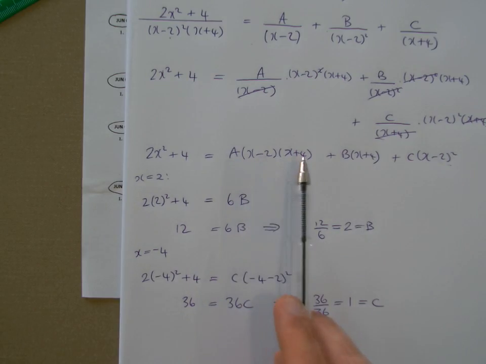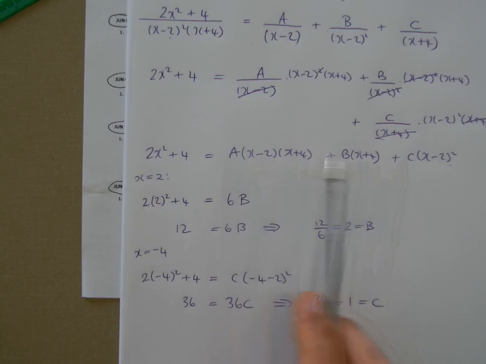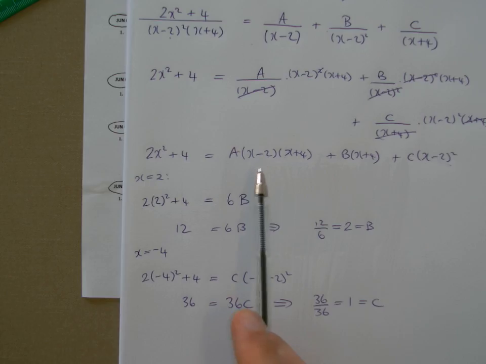And then x equal to minus 4. Now there's no other value we can set x to equal, so that it gets rid of them. So what I'm going to do now is just choose another value of x to help me. And that value, we use a sensible one. Let's just set x to be 0.